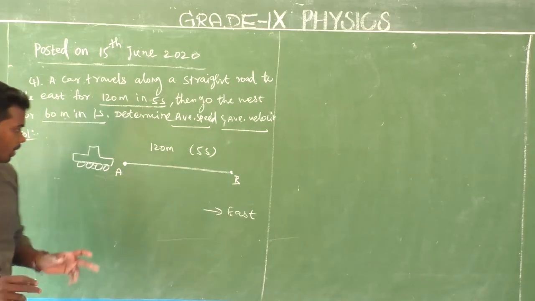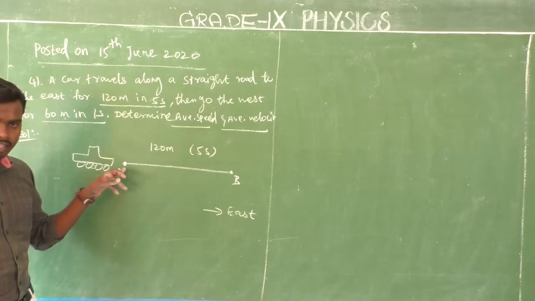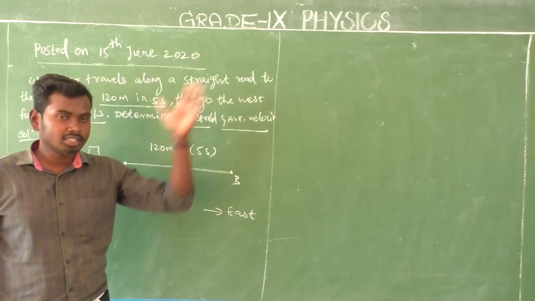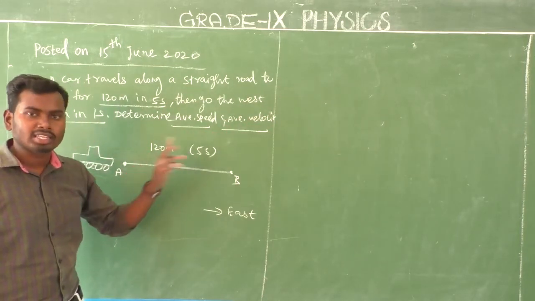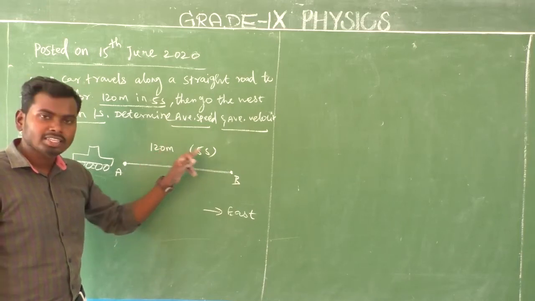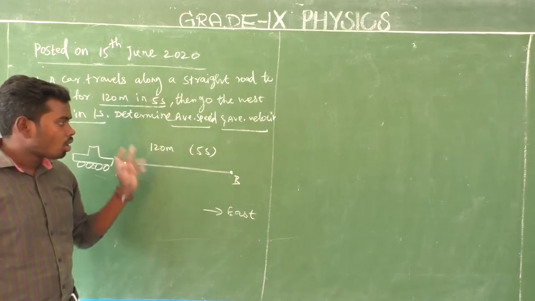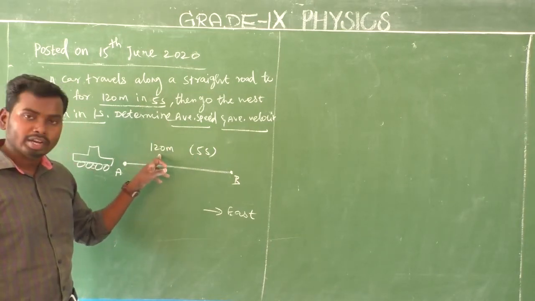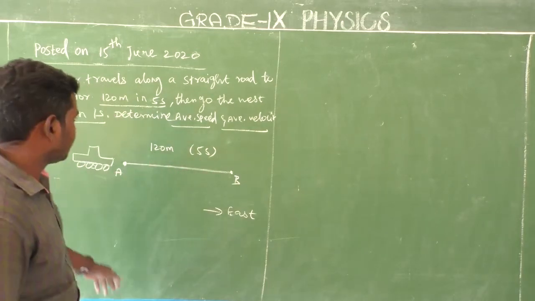So you look at here, very simple. Consider a car. That car starts moving from point A. Here the car moves along the straight road towards east direction. Here the car covers 120 meters in 5 seconds. So finally the car comes to position B. Here how much distance the car has covered? That is 120 meters. How long has it taken? 5 seconds. Is it clear?